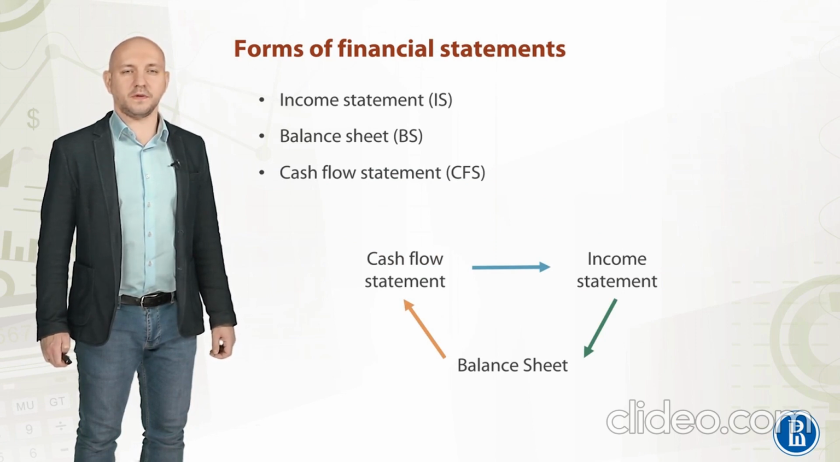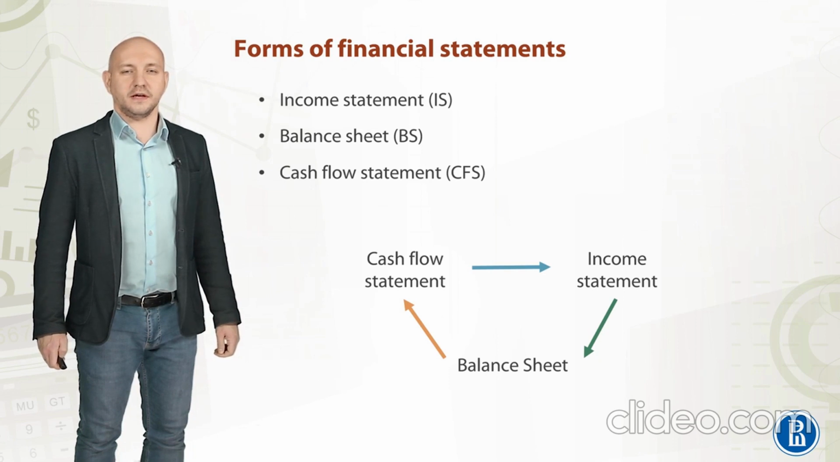So as far as we know, there are three forms of financial statements: income statement, balance sheet and cash flow statement. All those financial statements are in fact interrelated, which means that, for instance, cash from cash flow flows directly to the balance sheet, and also some items from balance sheet can flow to income statement. And all those financial statements are interrelated.